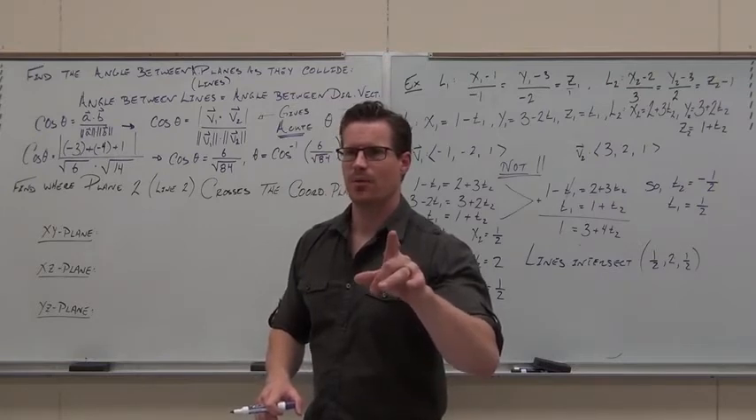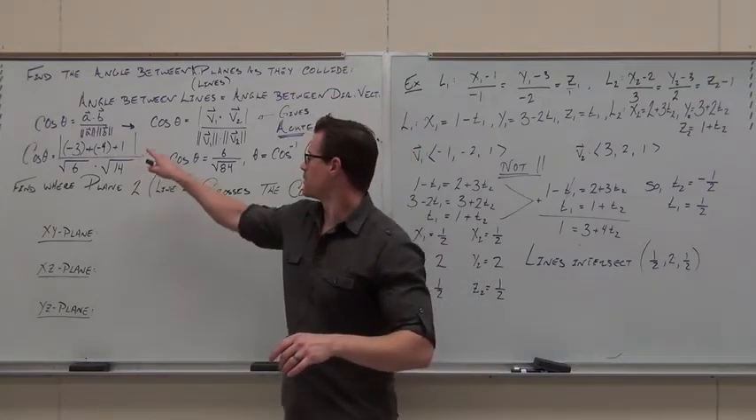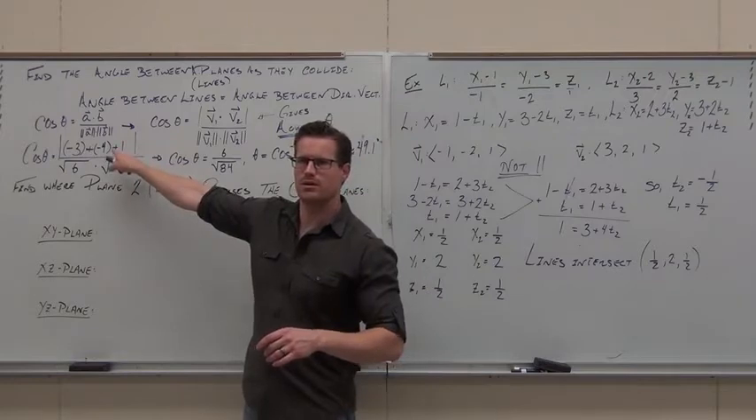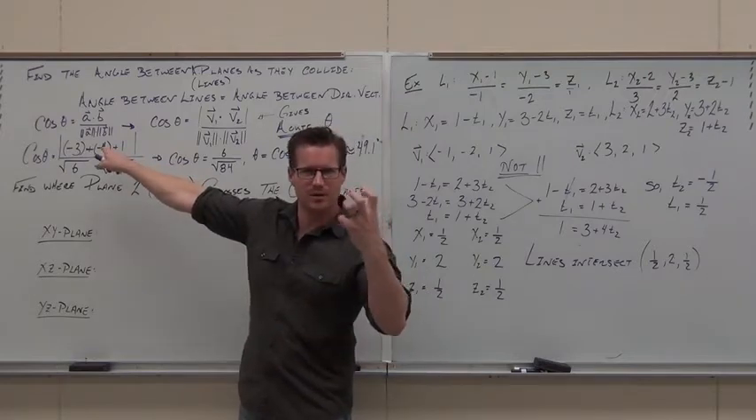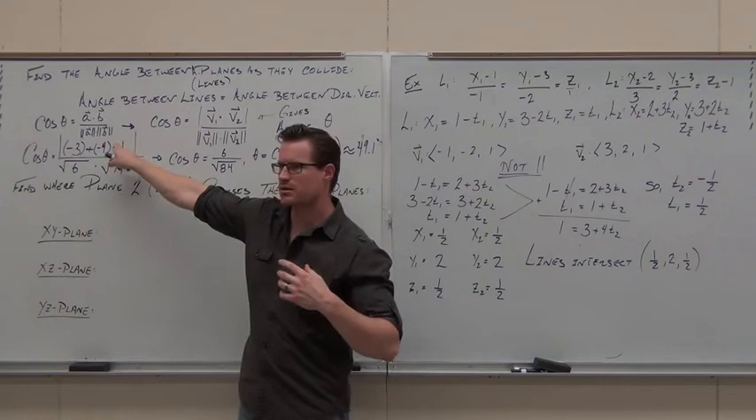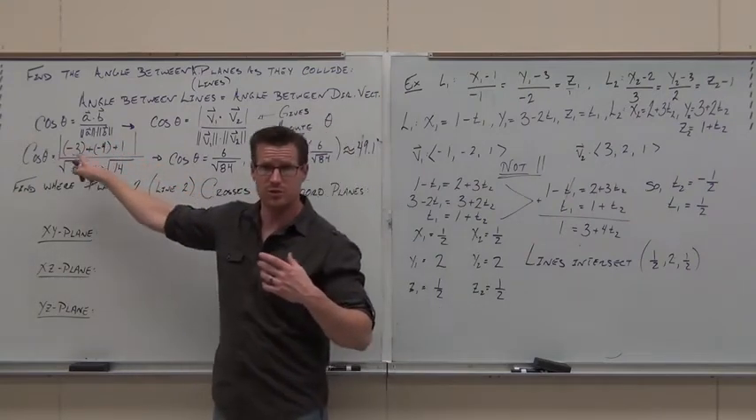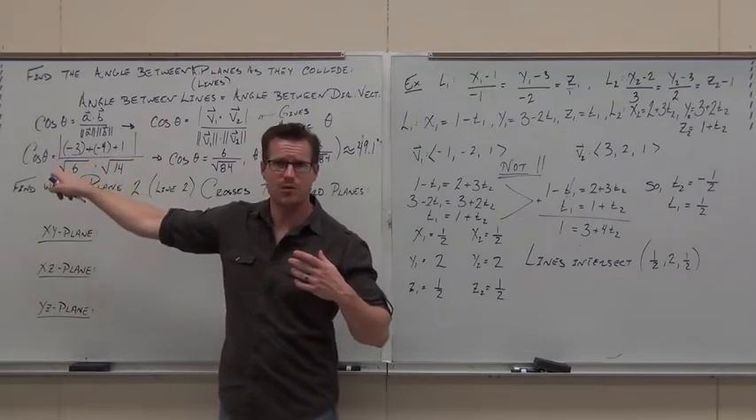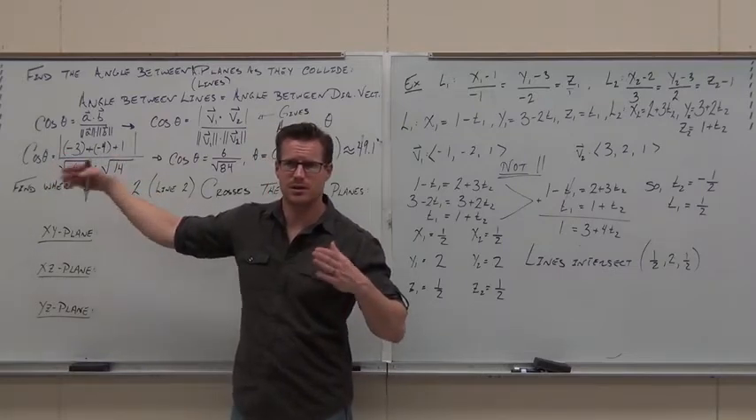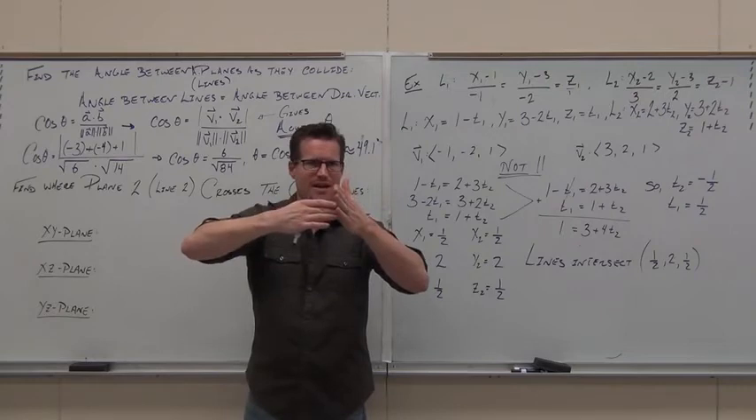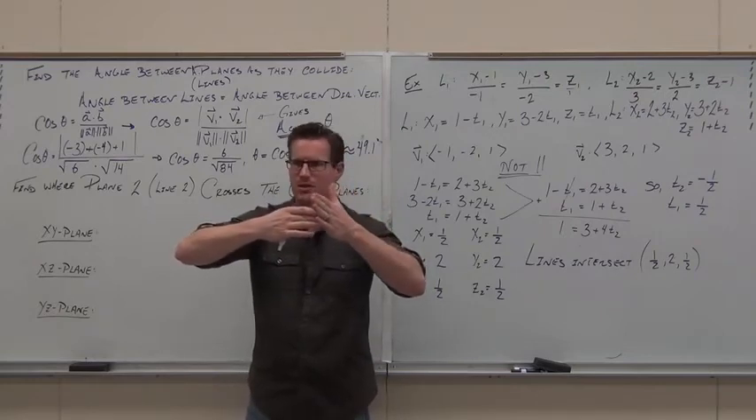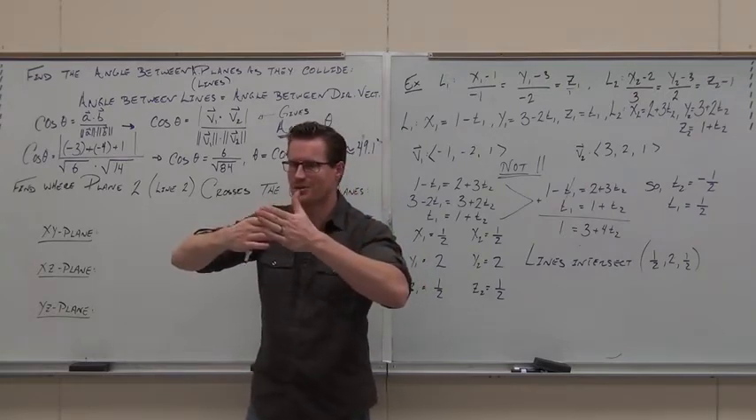Pop quiz. What if this worked out to be zero? Come on, stick with me. I know we have a lot, okay? What if the dot product, the numerator, worked out to be zero? What would you know about these planes? They'd be meeting right at 90 degrees, perpendicular, orthogonal. That's what would be happening. Kind of cool, all right.